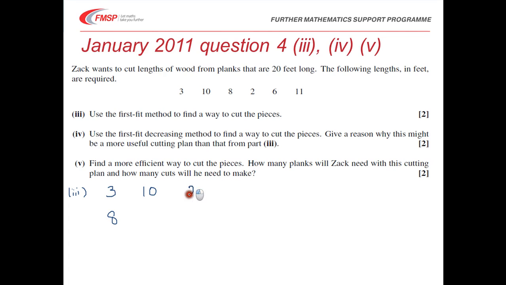Then we have a 2. We could do that from the first plank, and that's important, that we go to the first space available. Then a cut of 6, so we've now got 15 here and 14 in the next, and we have a cut. We need a plank of 11, so we're going to need a third plank.